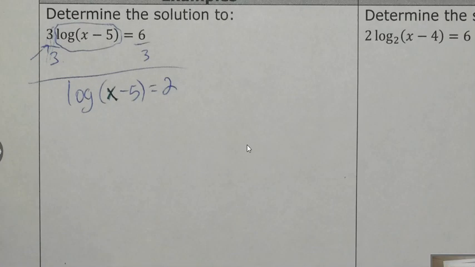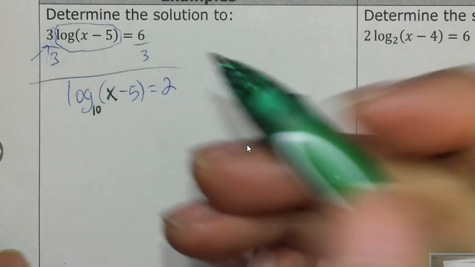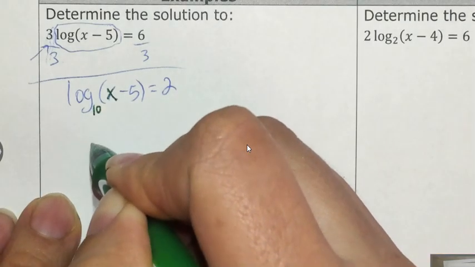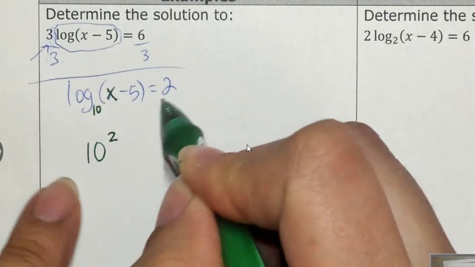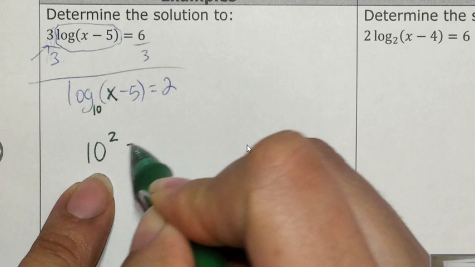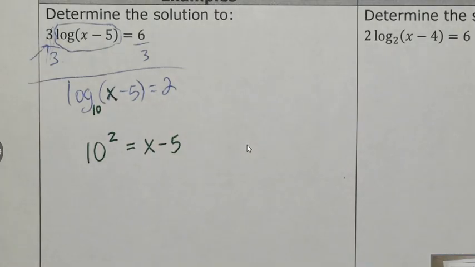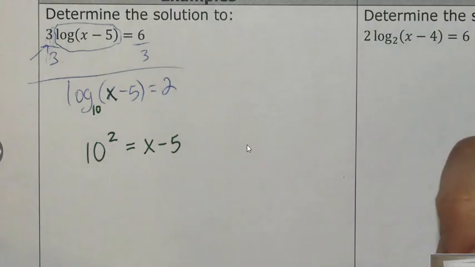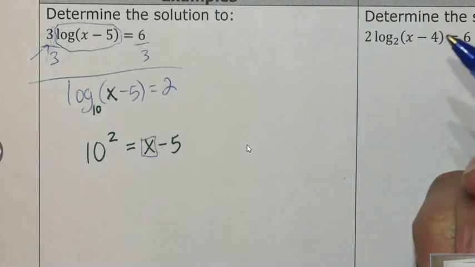So again, we notice there's no base, which means we have a little secret base of 10. So we're going to write down the base of 10, and then we're going to switch these 2 parts. So we're going to have the 2 first as an exponent, and then it equals the argument of x minus 5. So that's the rewriting process. We keep the base and switch the parts that we see right here, the argument and then the equals. So this right here can get us almost to the answer. We just got to isolate for x.